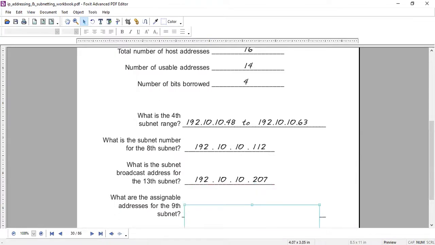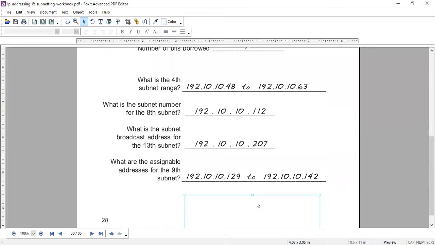Then assignable means usable. You have to avoid the network address and the broadcast address here. The ninth one: 192.10.10.129 to 192.10.10.142. Is that correct? Everything? Or do you want me to do that? The last one was not done, the others were done. Okay. Can you explain the last one a bit, sir?